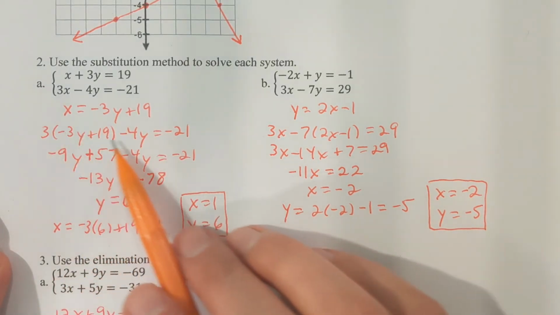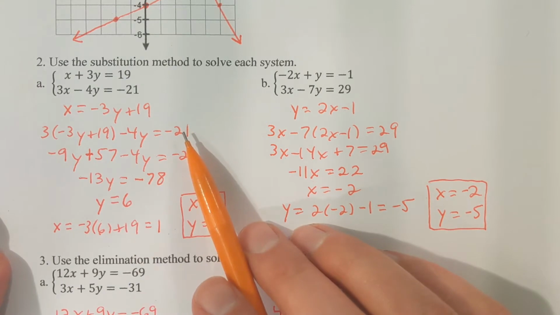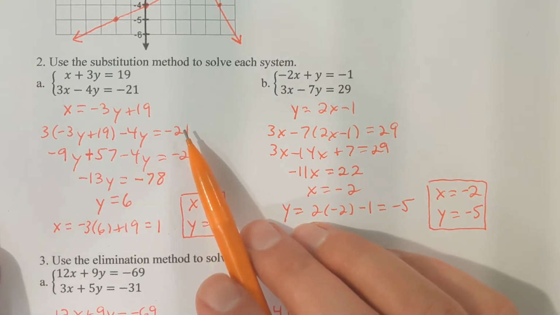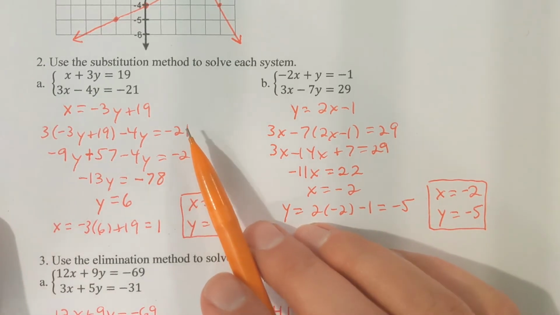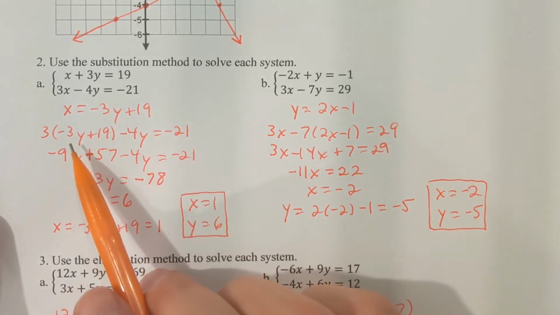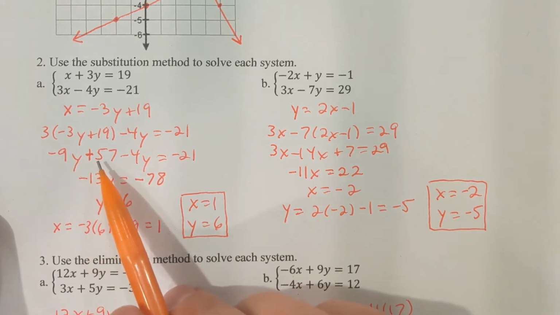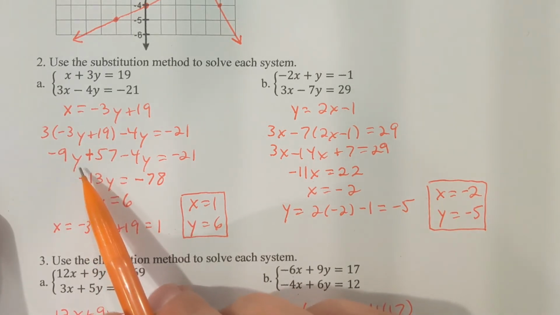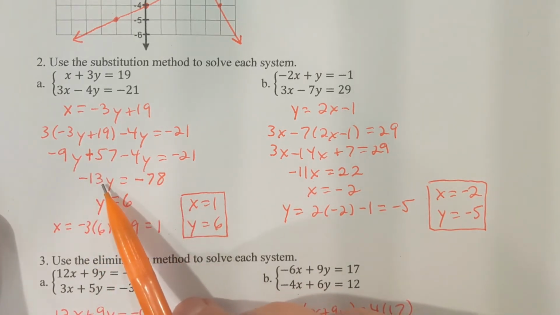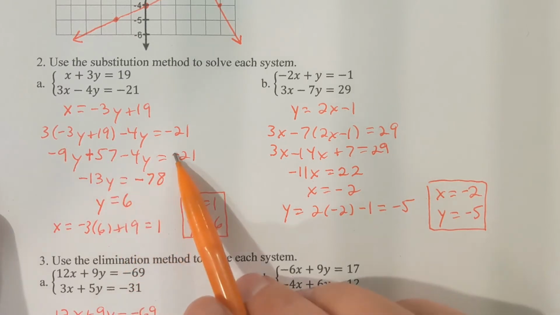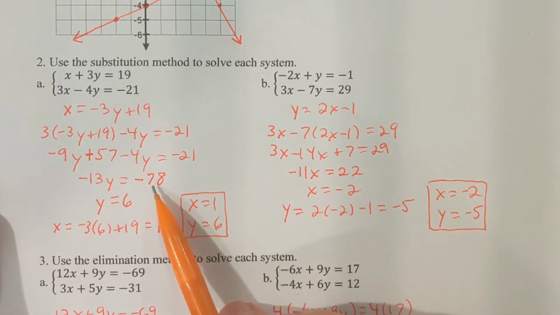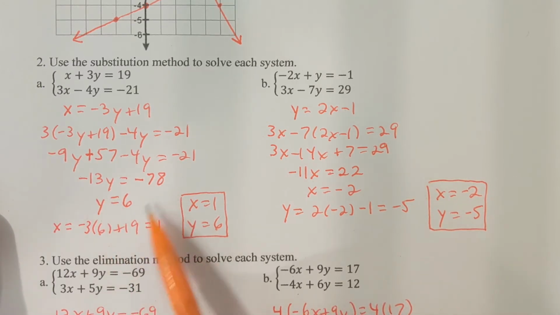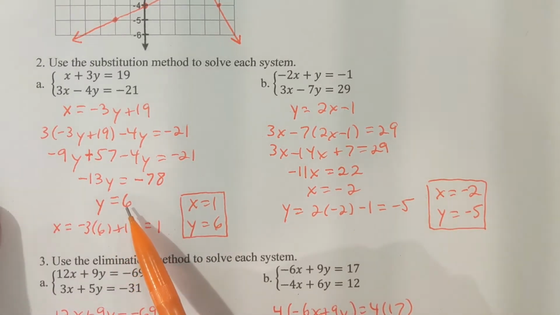That allows me to have an equation completely in terms of y, which kind of puts me back on more familiar ground in that I've only got 1 variable now and not 2 variables. So we'll solve for y, distribute 3 into both of these terms, and then collect your like terms. -9y minus 4y is -13y. Subtract 57 from both sides, and you get -78 there on the right. Divide by -13, and it looks like y is 6.